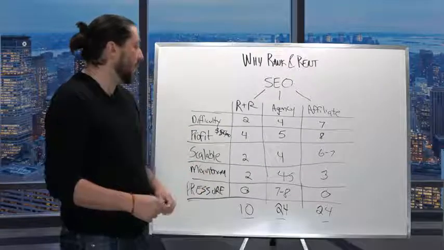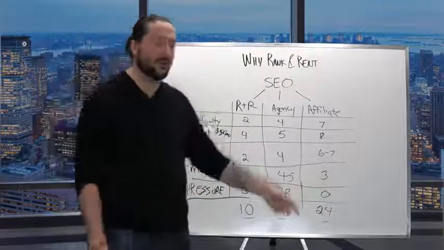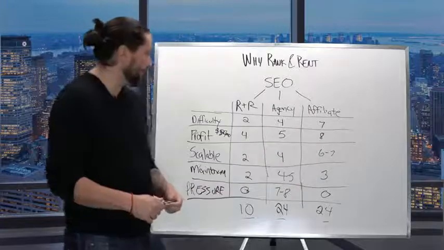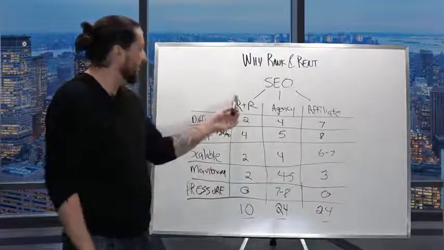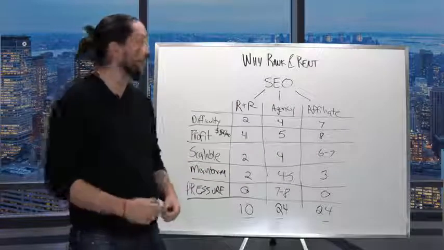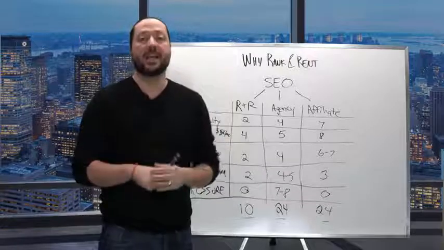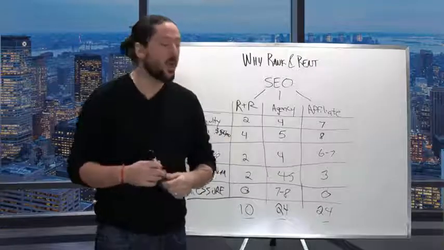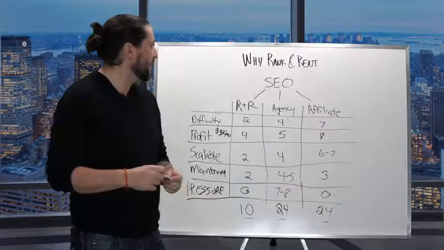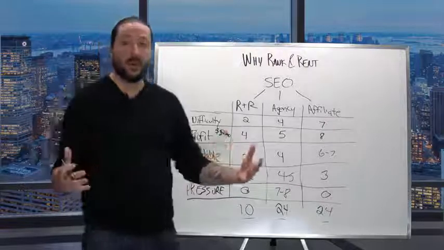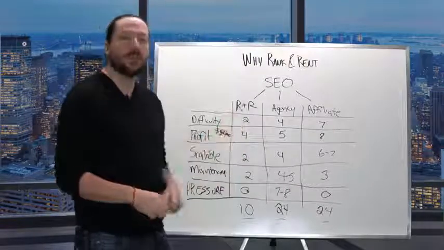So this is why, guys, out of everything I've done, and I've done affiliate marketing, I still actually do a little bit of it, this is why I really think rank and rent is the best model, especially if you're just a beginner. So that's going to be it for this video. Hopefully you guys get my point here and you see why I like this model so much.